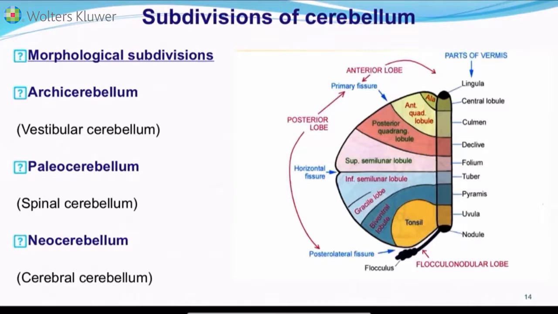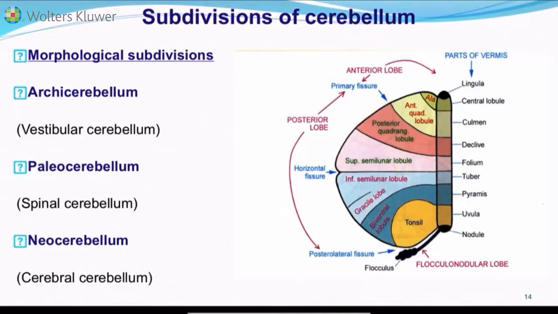Paleocerebellum is relatively newer when compared to archae cerebellum, otherwise known as spinal cerebellum, which is giving us a hint that it has more of spinal connection. So tone, muscle tone and posture is concerned with spinal cerebellum. Neocerebellum is the most recent one to have evolved in primates and mankind, or cerebral cerebellum, which has more cortical connections to do much better skillfully coordinated muscular movements.